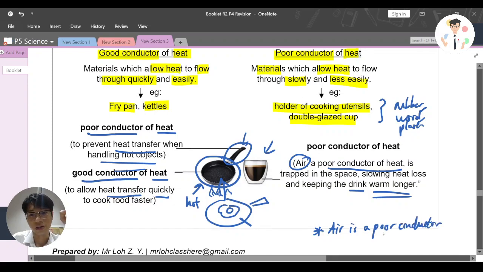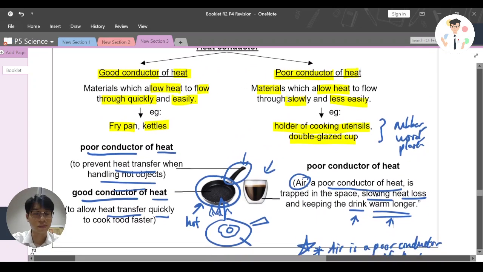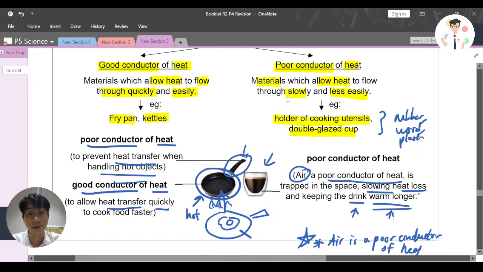This concept is extremely important, so I need you to remember this. Air is a poor conductor of heat, and it is trapped in this space. Because it's a poor conductor of heat, heat cannot go out that easily. That's why it slows down the heat loss, and that's the reason the drink is able to stay warm for a longer period of time. So good conductors and poor conductors of heat are very important to understand here.